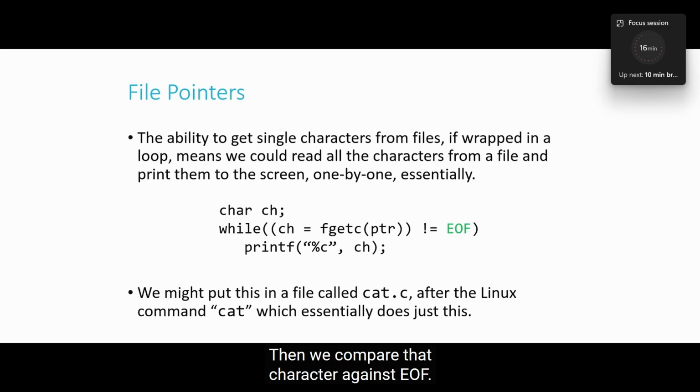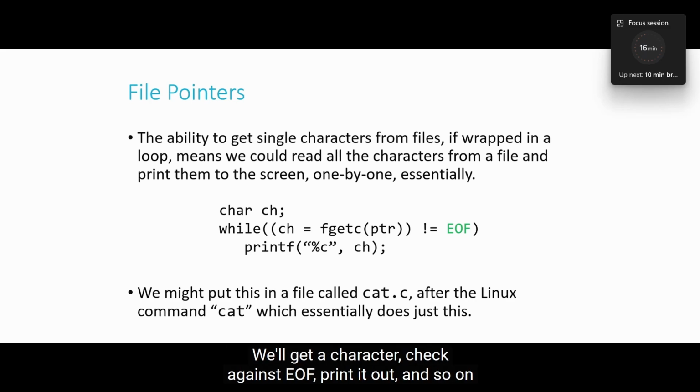Then we compare that character against EOF. EOF is a special value that's defined in stdio.h, which is the end of file character. So basically what's going to happen is this loop will read a character and compare it to EOF. If they don't match, so we haven't reached the end of the file, we'll print that character out. Then we'll go back to the beginning of the loop again.